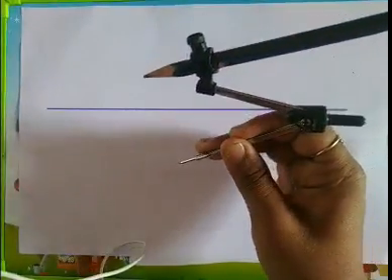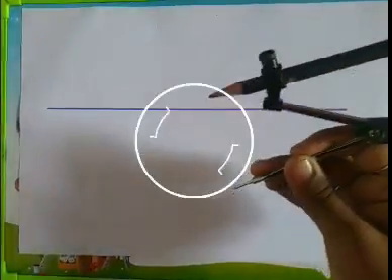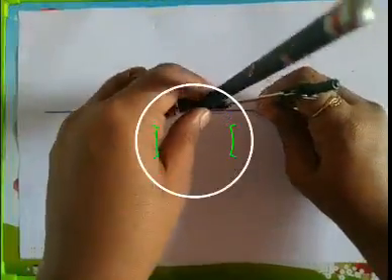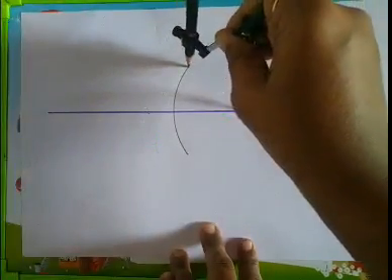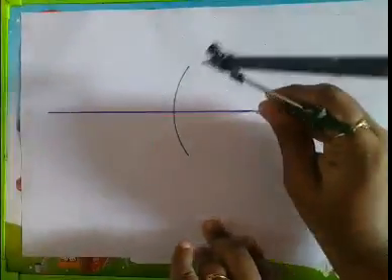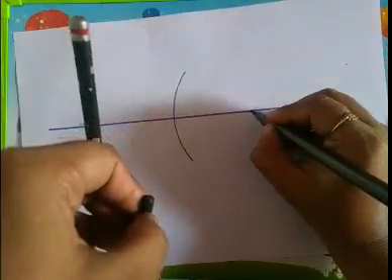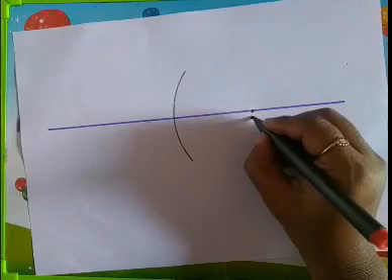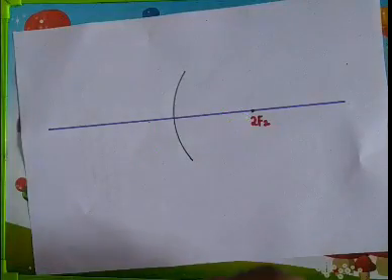Then I'll use the compass, and I'm going to draw the lens using this compass. I have taken a particular distance in the compass. I kept this compass at one point and I'm going to draw an arc here. Now note down this point where you had kept the pointer of the compass. This point would be your center of curvature, which is denoted by 2F2.